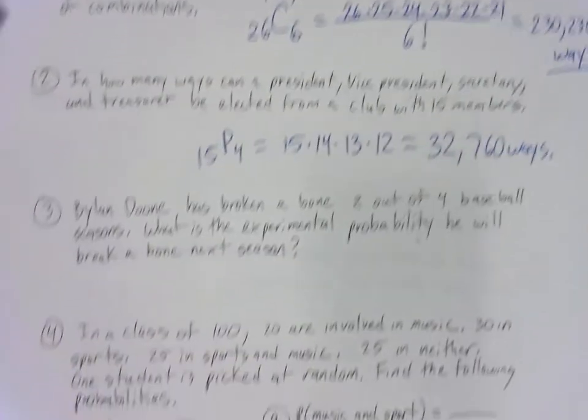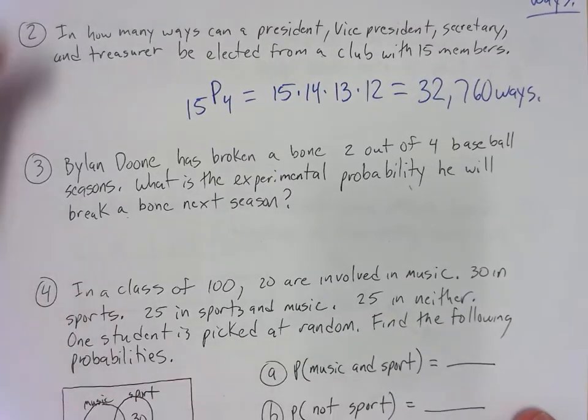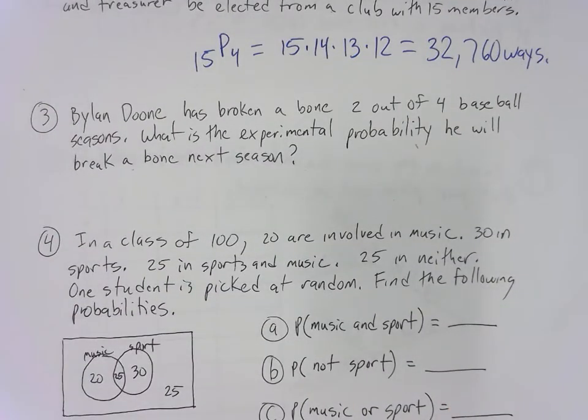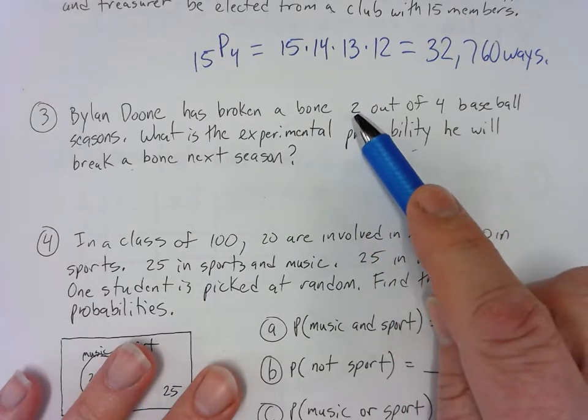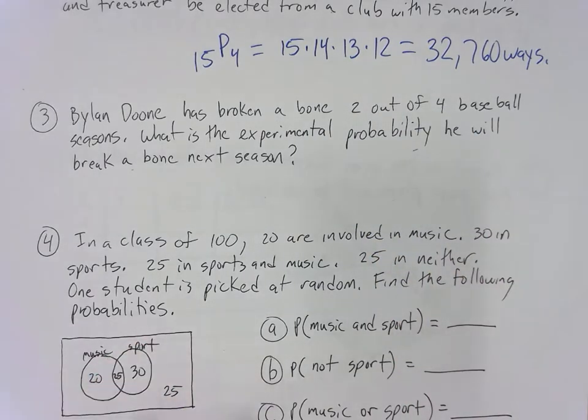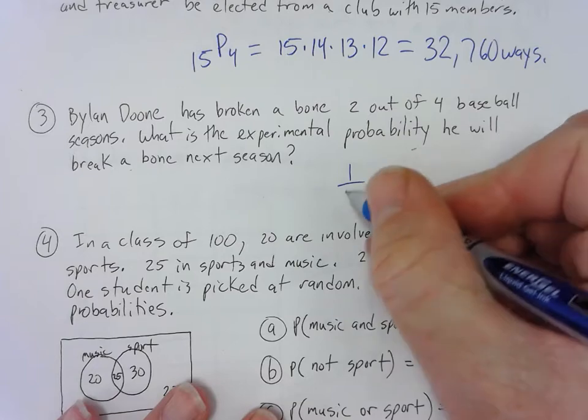All right, number 3, Bill and Dune. I don't know anybody named Bill and Dune. His experimental probability, he's broken a bone 2 out of 4 seasons, so he has a 50% average of breaking a bone, so the answer is 1/2.